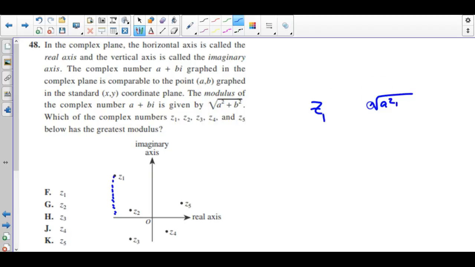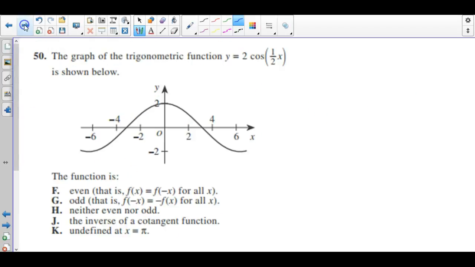So this a squared plus b squared would be the largest at z1, just considering how far it is from the real axis. Again, this is one of those problems where you'd really have to read through and understand what it's talking about when it's talking about this modulus and how it's defined, and really it's talking about the greatest distance from the x-axis.